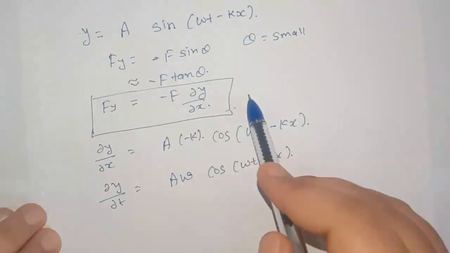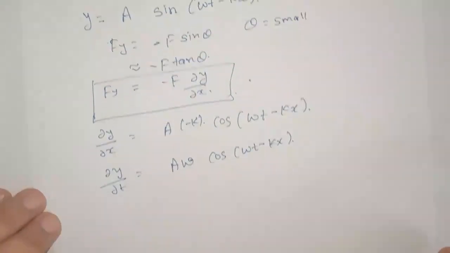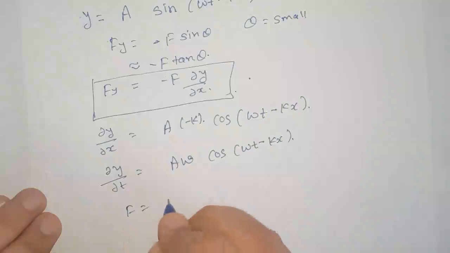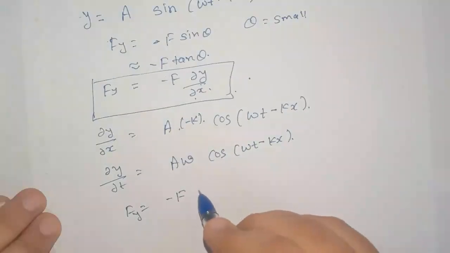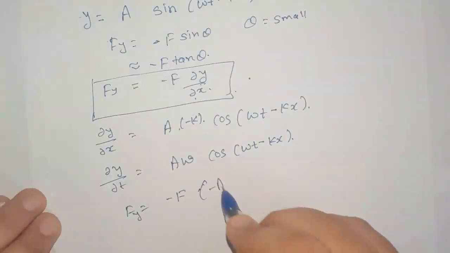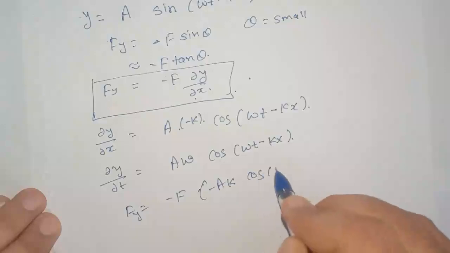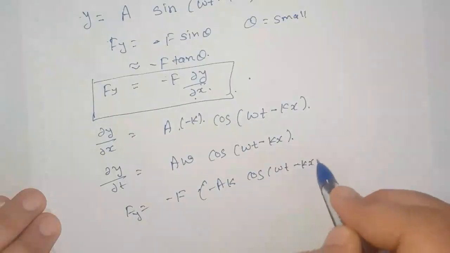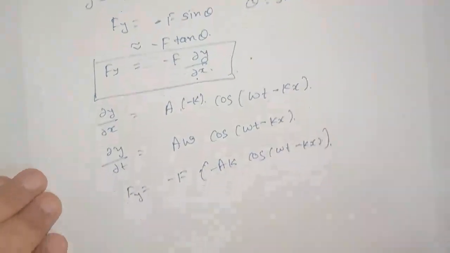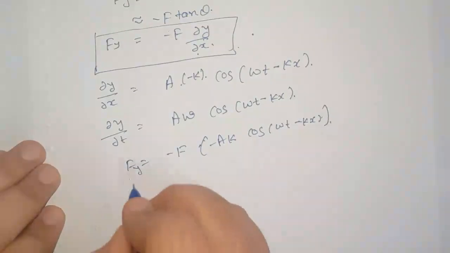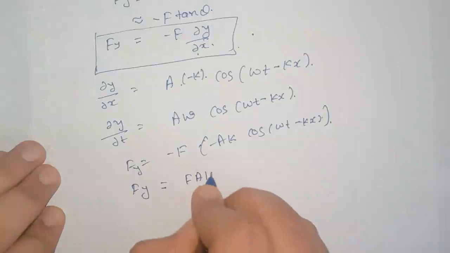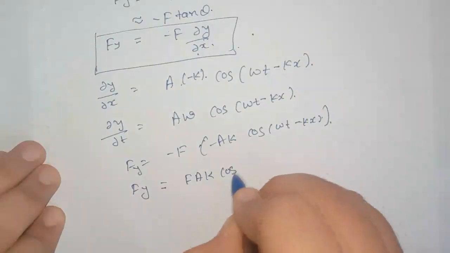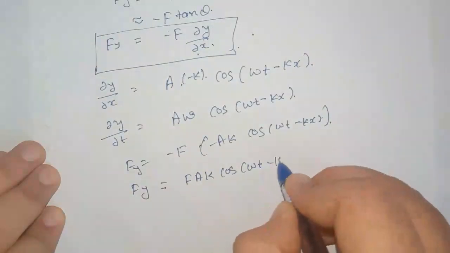Now, from this equation, we can write Fy is equal to minus F del y by del x, which can be replaced by this, that is minus a k cos of omega t minus kx. So the y component of force Fy is equal to F a k cos of omega t minus kx.